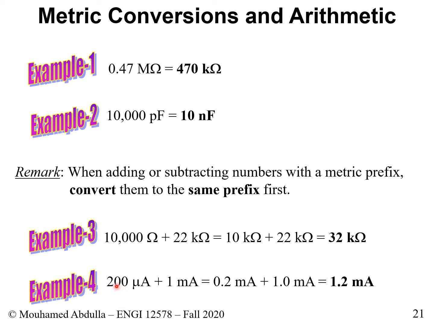If you multiply 200 by times 10 to the minus 3 to get rid of this multiplication, it becomes 0.2 milliamps. This is 1 milliamp. Now they have the same prefix. You can add them together and you get this result, 1.2 milliamp. Is 1.2 milliamp in engineering notation? It certainly is. 1.2 is greater or equal to 1, and m is a multiple of 3, times 10 to the minus 3, and therefore this is a good representation of the result.